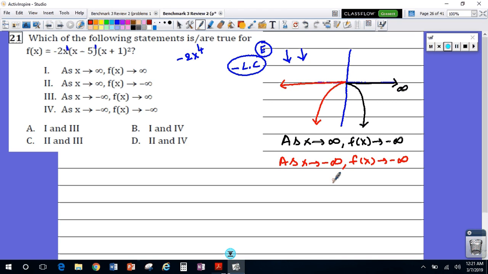Look for these two statements among the options. The first option, as x tends to infinity, f of x tends to infinity: no. The second option, as x tends to infinity, f of x is tending to minus infinity, is right. The other one is wrong, so this is right. So the second and fourth options are right. So the answer is D.